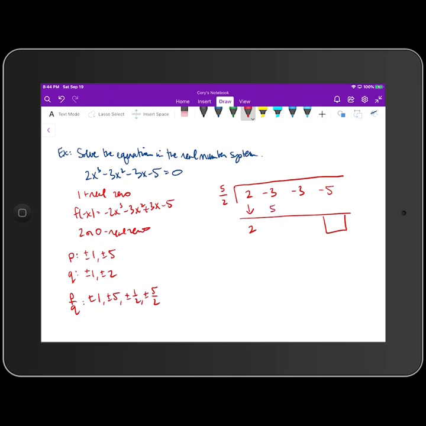2 times 5/2 is 5. That adds up to 2. 2 times 5/2 is 5. That adds up to 2. 2 times 5/2 is 5. And that adds up to 0.